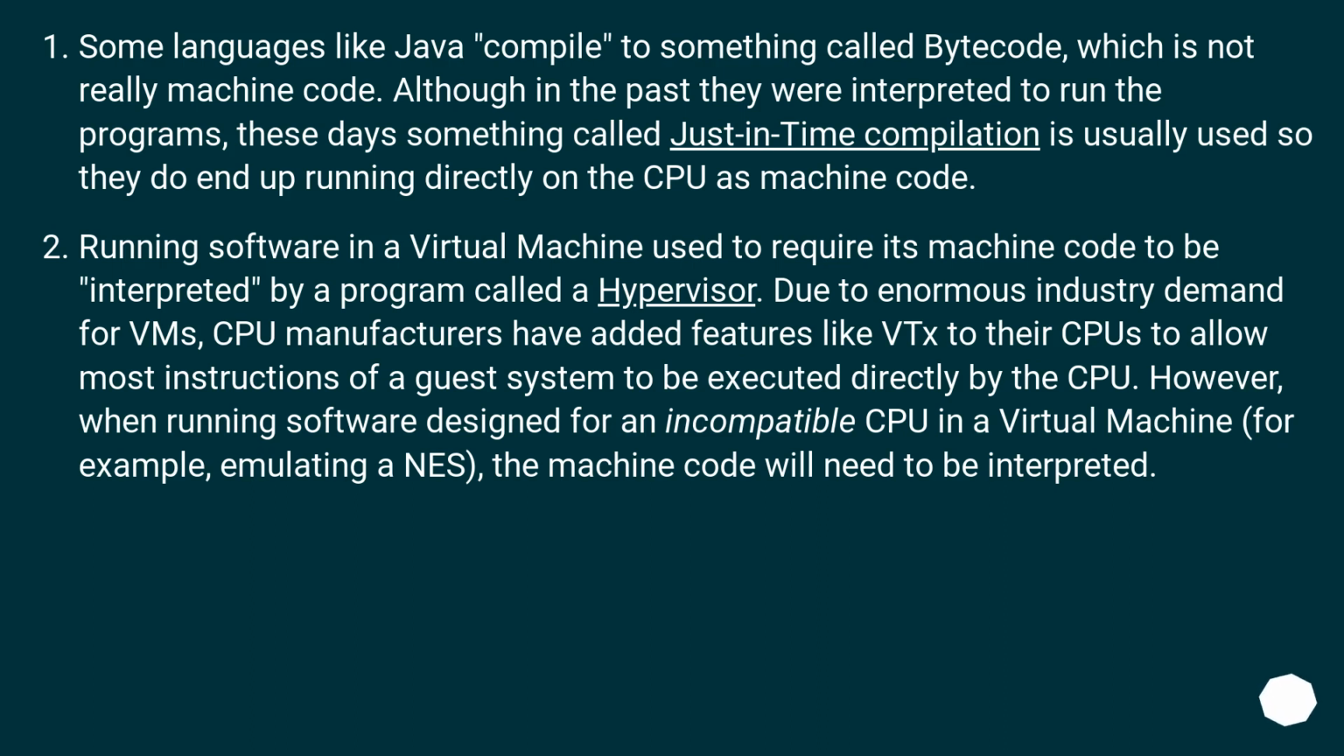Running software in a virtual machine used to require its machine code to be interpreted by a program called a hypervisor. Due to enormous industry demand for VMs, CPU manufacturers have added features like VT-x to their CPUs to allow most instructions of a guest system to be executed directly by the CPU. However, when running software designed for an incompatible CPU in a virtual machine, for example, emulating a NES, the machine code will need to be interpreted.